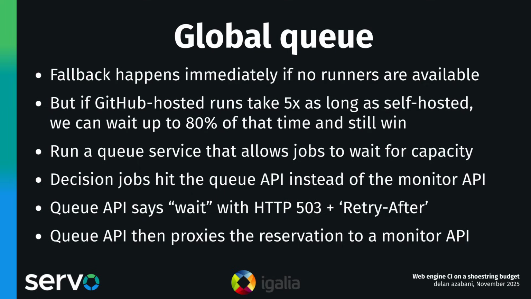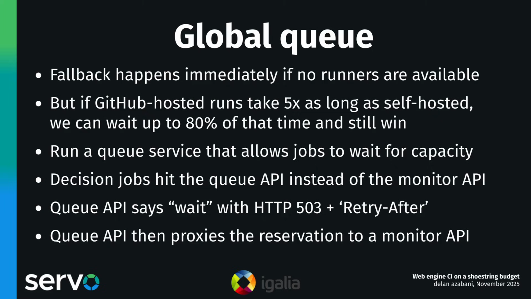So graceful fallback normally means that you lose the ability to naturally queue jobs for self-hosted runners. And this happens because when you hit the API requesting, "Are there any available runners? Please reserve one for me." If there aren't any available at the time of the request, we will immediately fall back to running on a GitHub-hosted runner. But the thing is that our self-hosted runners are generally so much faster. A GitHub-hosted run might take 5 times as long as the equivalent self-hosted run.